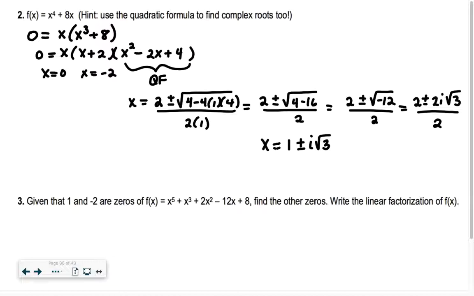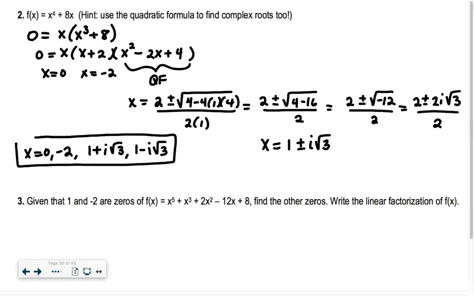So our answers are 0, negative 2, 1 plus i root 3 and 1 minus i root 3. So we know that we have 4 solutions. So how about its factored form? It's a little weird.